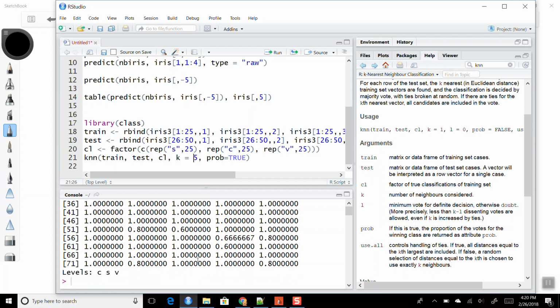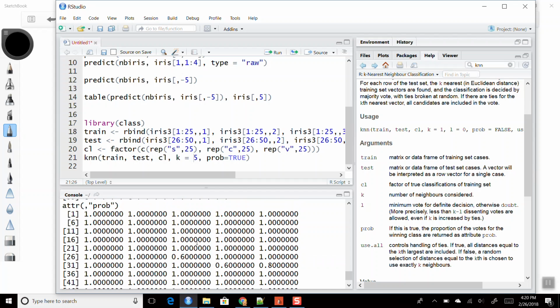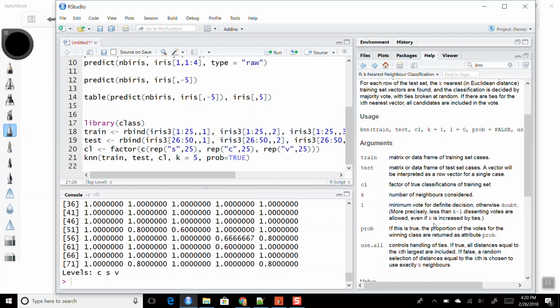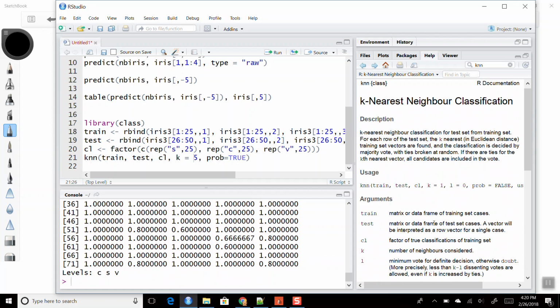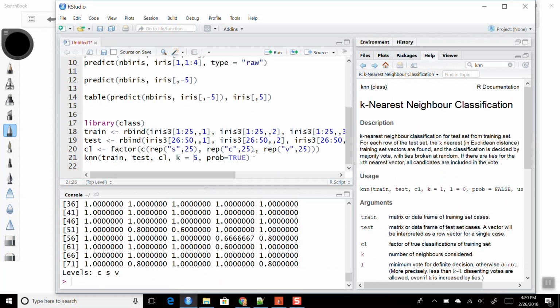I'm not sure what this is. The other ones make sense, right? 80% or 60% of the votes were for a certain class. Maybe something weird happened here, but I don't know. So that's K nearest neighbors in the class data set or class library, and of course there are probably more things there.